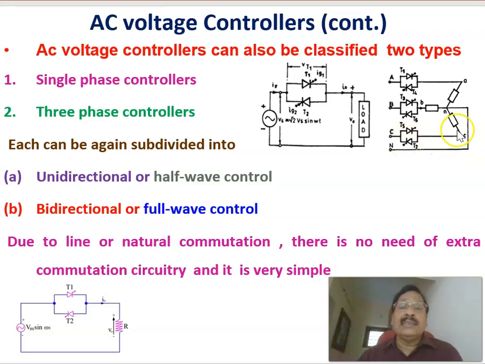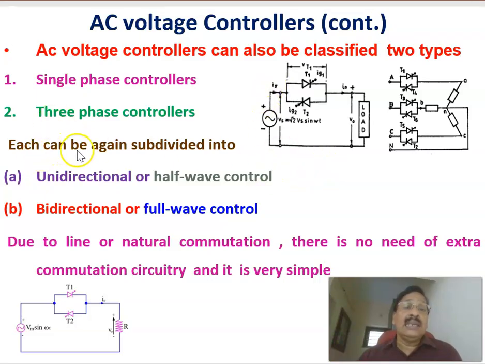And this is a three-phase AC voltage controller. There are three phases, A, B, C or R, Y, B, in which each phase has two thyristors connected back to back, numbered T1, T3, T5, T2, T4, T6. The firing sequence is T1, T2, T3, T4, T5, T6, T1, and so on. So this is the topology of a three-phase AC voltage controller, with two back-to-back thyristors in each phase. This is a single-phase AC voltage controller.